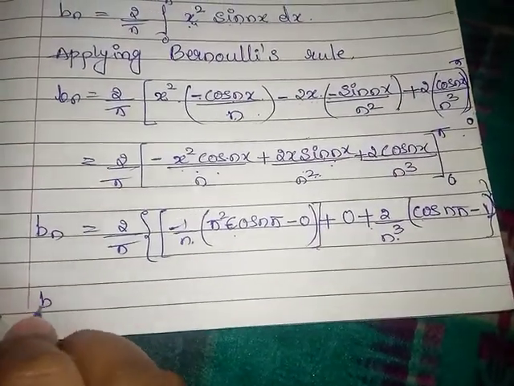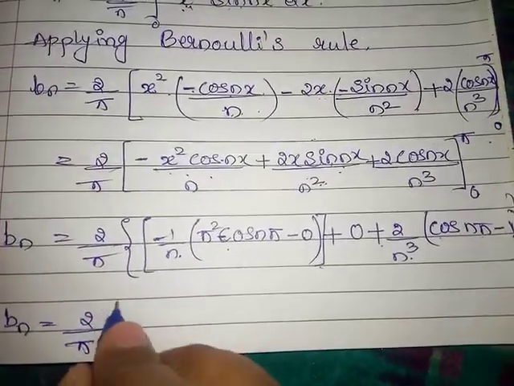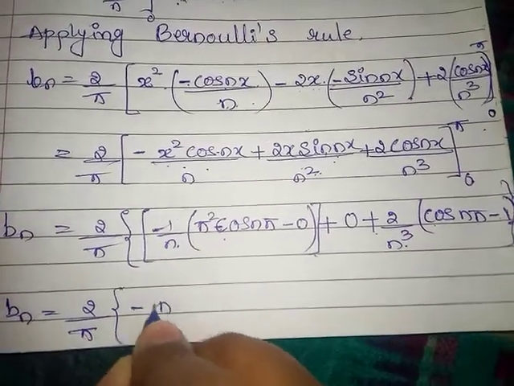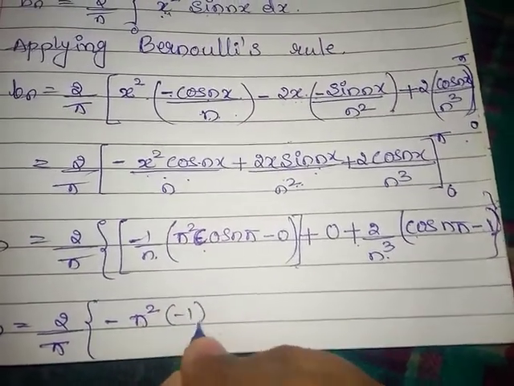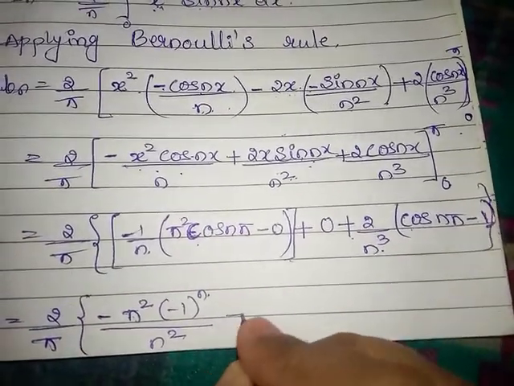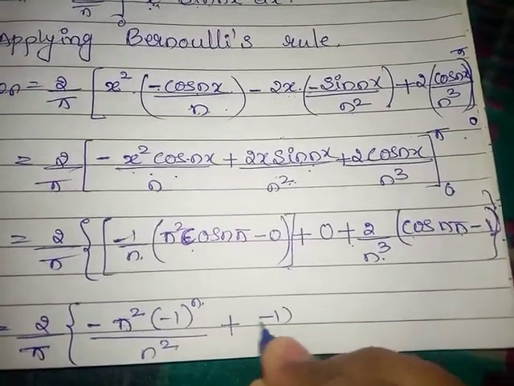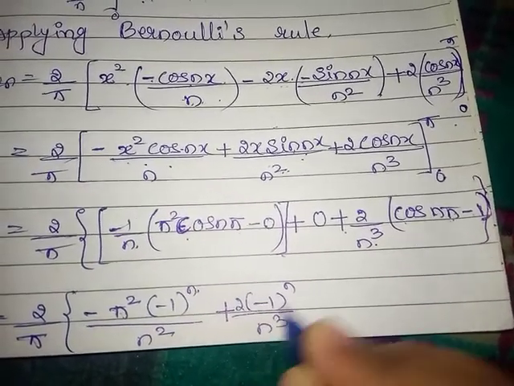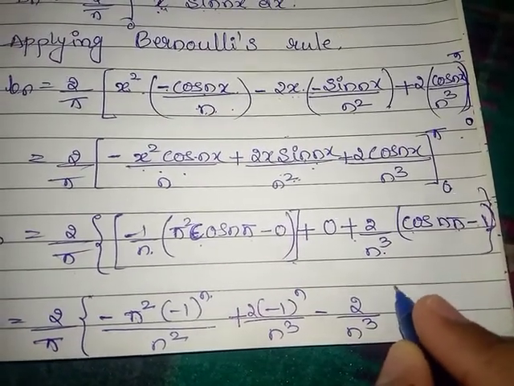Next, Bn is equal to 2 by pi, minus pi square. Cos n pi value is minus 1 raised to n, divided by n square. This is a plus: cos n pi value is minus 1 raised to n, 2 into minus 1 raised to n divided by n cube, plus into minus, minus 2 divided by n cube.